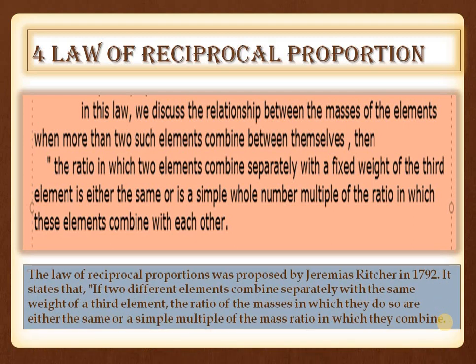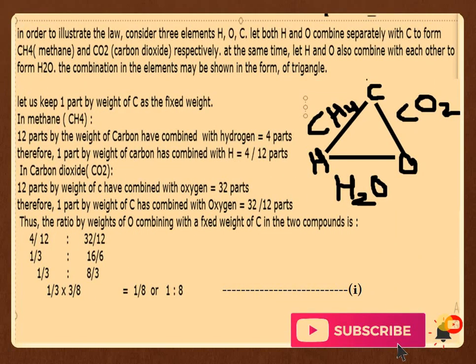The law of reciprocal proportions was given by Richter in 1792. It states that if two different elements combine separately with the same weight of a third element, then the ratio of the masses in which they do so is either the same or a simple multiple of the mass ratio in which they combine. This is the illustration of the law of reciprocal proportion.